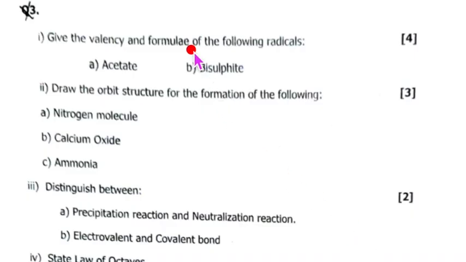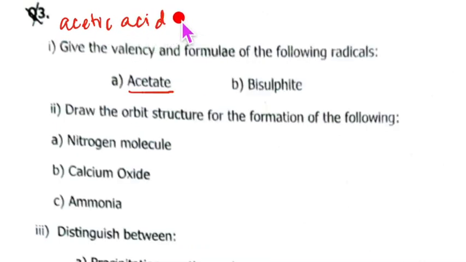We now come to question number 3. The first part says give the valency and the formulae for the following radicals. Now we come to acetate. Acetate comes from acetic acid. Now what is acetic acid? Acetic acid is CH3COOH.